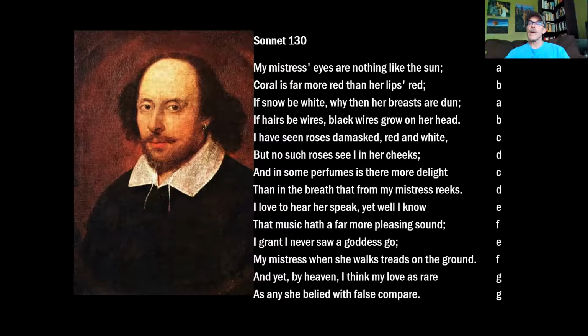This is the third in what are known as the Dark Lady sonnets. So at some point in Shakespeare's life, he becomes either enamored with, emotionally, sexually involved with a dark-skinned woman. So either of African descent or perhaps from India. Nobody knows for sure, but he is writing poems about her, okay?